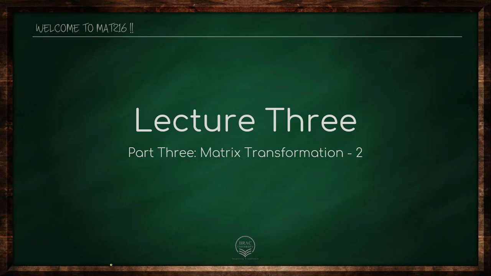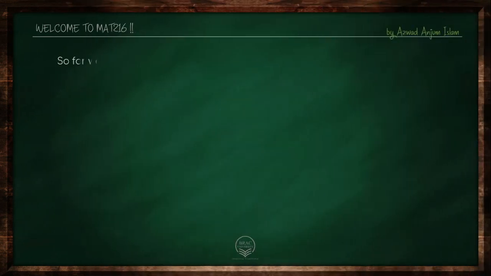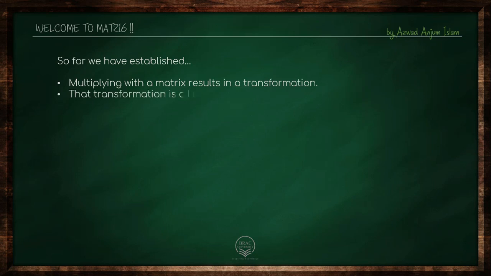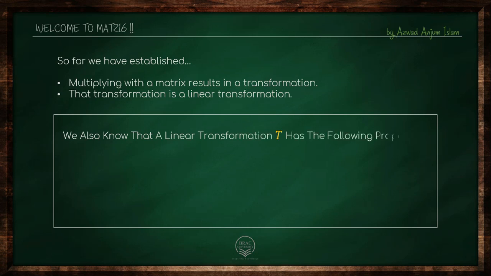This is the third part of this lecture and hopefully this is going to be the last installment in this topic. Of course, unless I decide to make more videos on this, in that case this is not going to be the last one. Anyway, we have been talking about matrix transformations and linear transformations, and so far we have established two things: that multiplying with a matrix will result in a transformation, and that transformation is going to be a linear transformation. Now we know two properties of linear transformations as well.